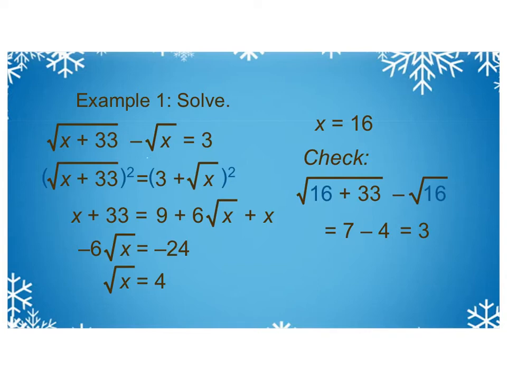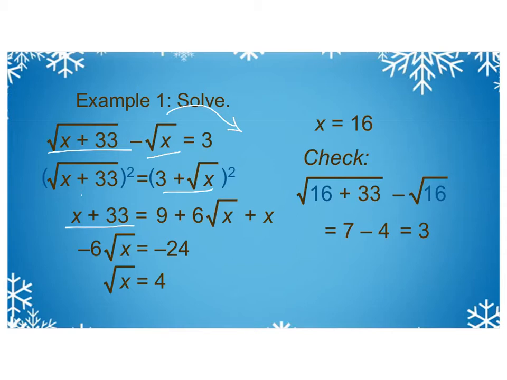Okay, so notice I have a root x and a root x plus 33. So I'm going to isolate the root x plus 33. So I have to add the root x over here. So that's what I've done here. And notice it's no longer on the left side. All right, now I square both sides, giving me just a simple x plus 33 on the left.